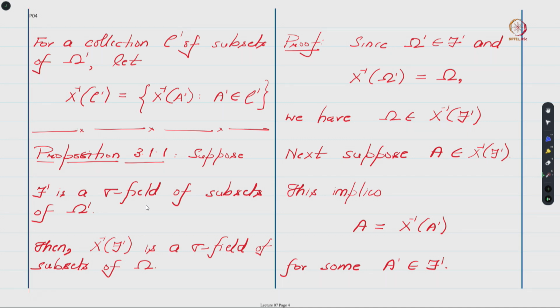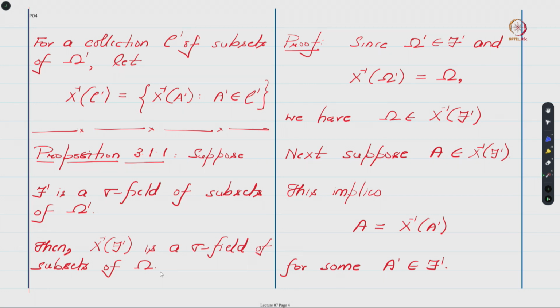So, F prime is a collection of sets, right, and now we are looking at X inverse of F prime. So, this will be another collection of sets, however, this collection of sets will be the subsets of omega, right, and the claim is that if F prime is a sigma field, then X inverse of F prime is also a sigma field, but this time of the subsets of omega. So, I will take you through the proof of this. It is very easy to prove this.